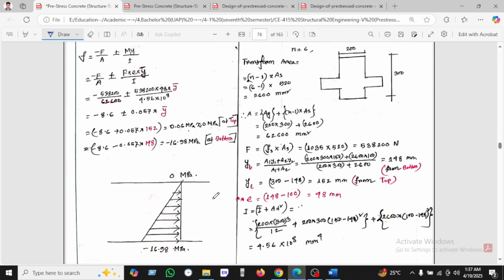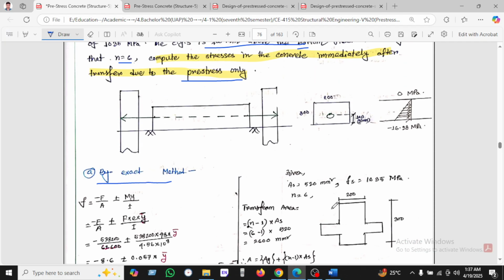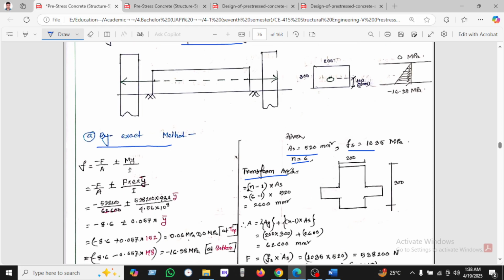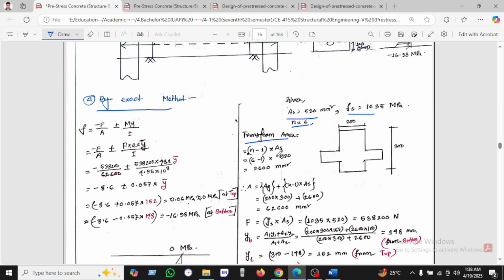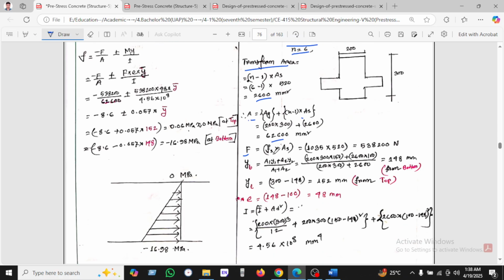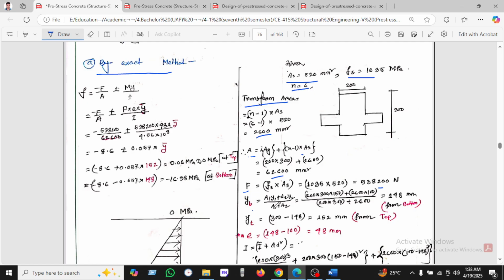So I will calculate by the exact method. We know Fs equals the given 502, and n is given. For the transformed section, we know (n minus 1) into As, which is found. These are the values. And we calculate Ag plus (n minus 1) into As, putting in this value and finding this value. Force equals stress into area, putting in the values and finding this value. And Yb is measured from the bottom.